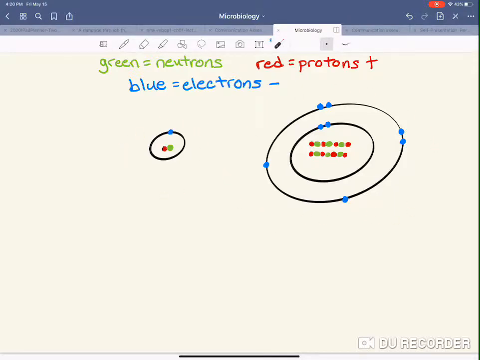Okay? And again, so this is what makes up an atom. Each atom is made up of protons, neutrons, and electrons. And based on how many they have determines what element it is. So, like we said, this here is hydrogen, and this is oxygen.